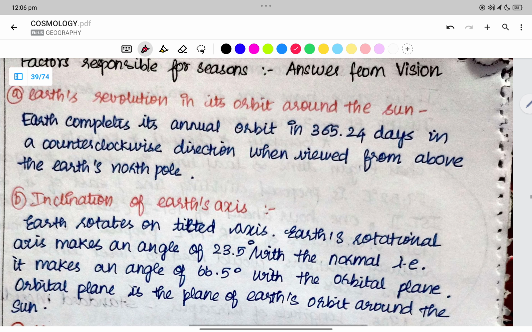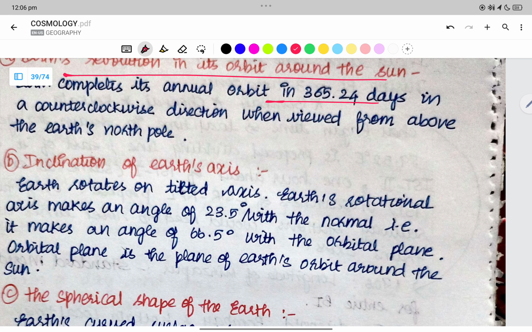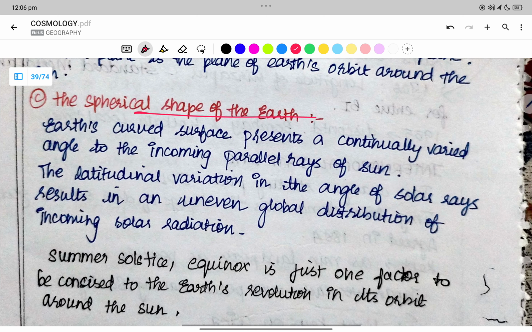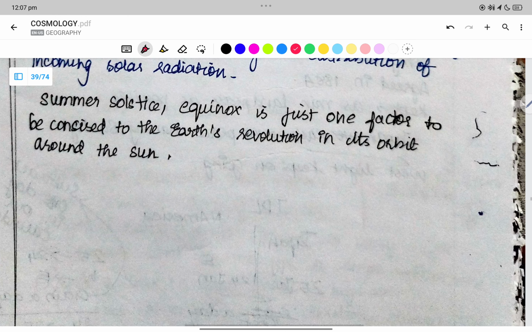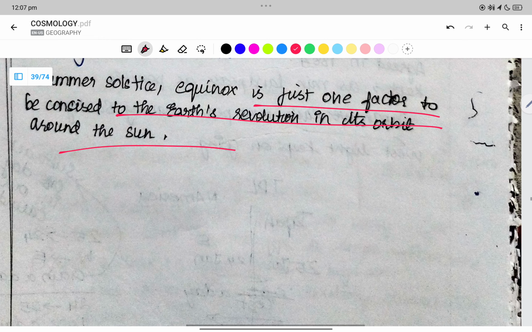Now, factors which are responsible for the seasons. Earth's revolution in its orbit around the sun, because it is completing 365 days. Inclination, spherical shape of the earth. Summer solstice and equinox are just factors to be consolidated into the earth's revolution in its orbit.